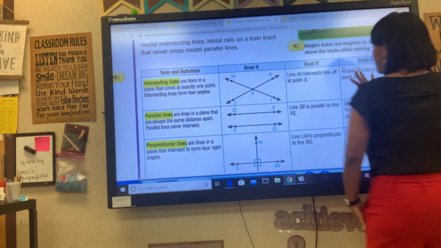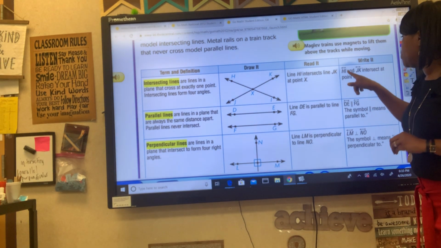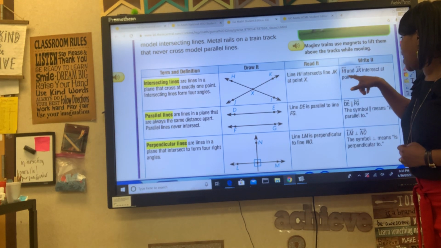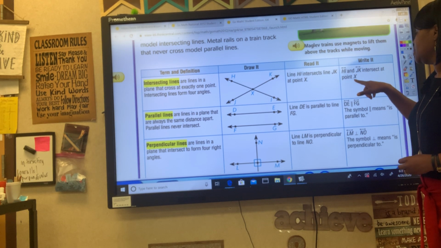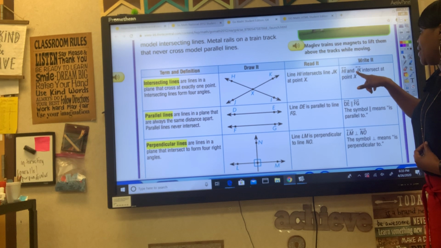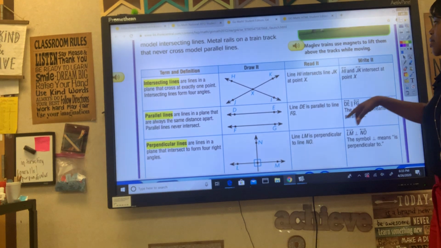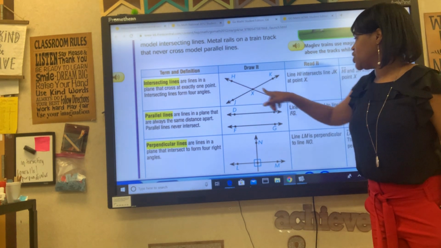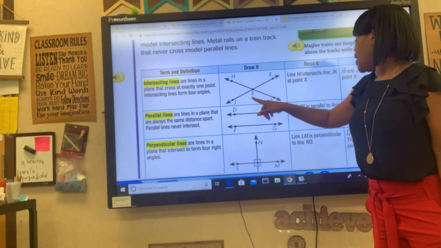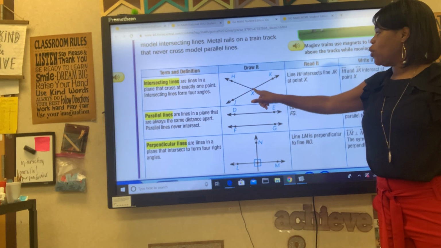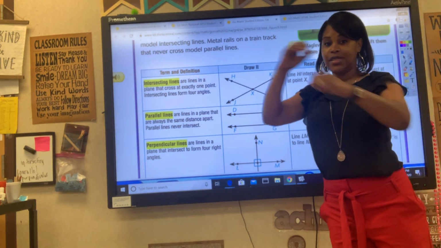So I would write this as, and you have a line symbol at the top, line HI and JK intersect at point X. Line HI intersects line JK at point X. Line HI intersects or crosses line JK at point X. Intersecting lines.